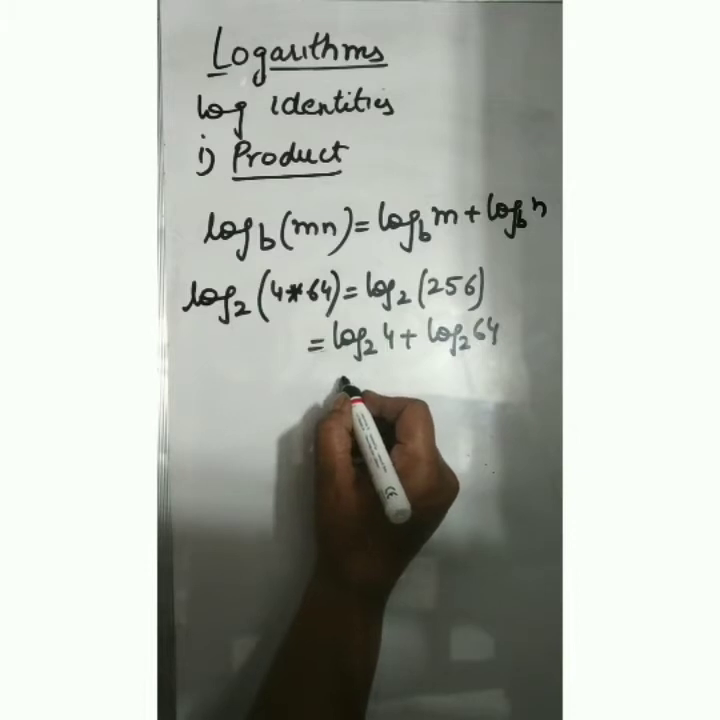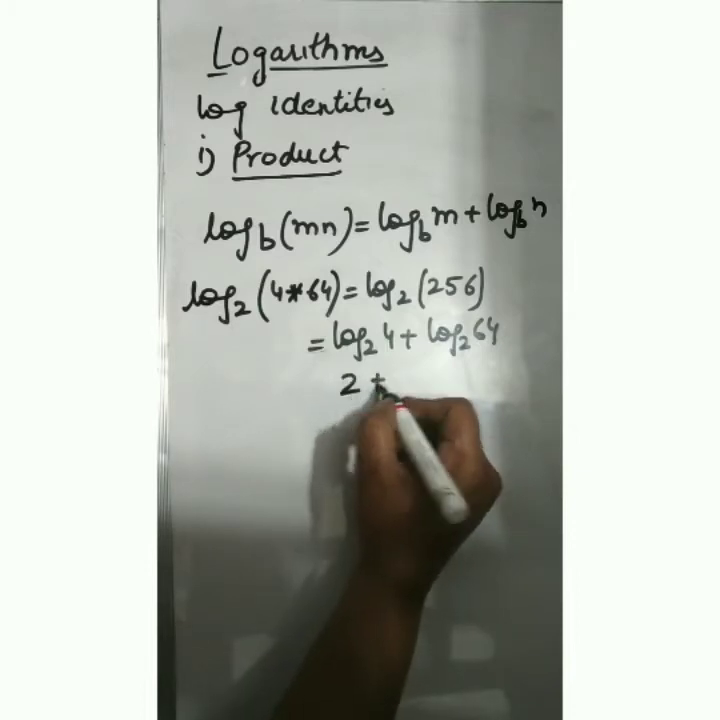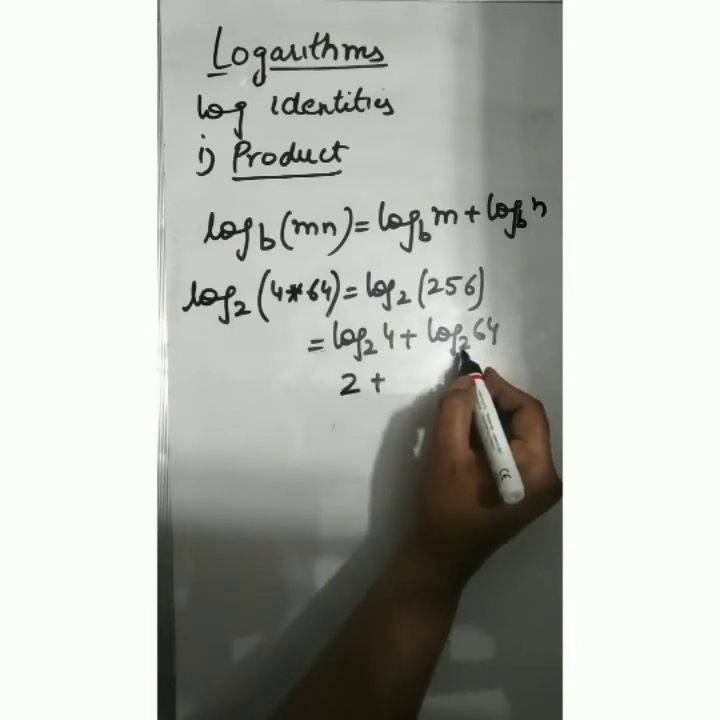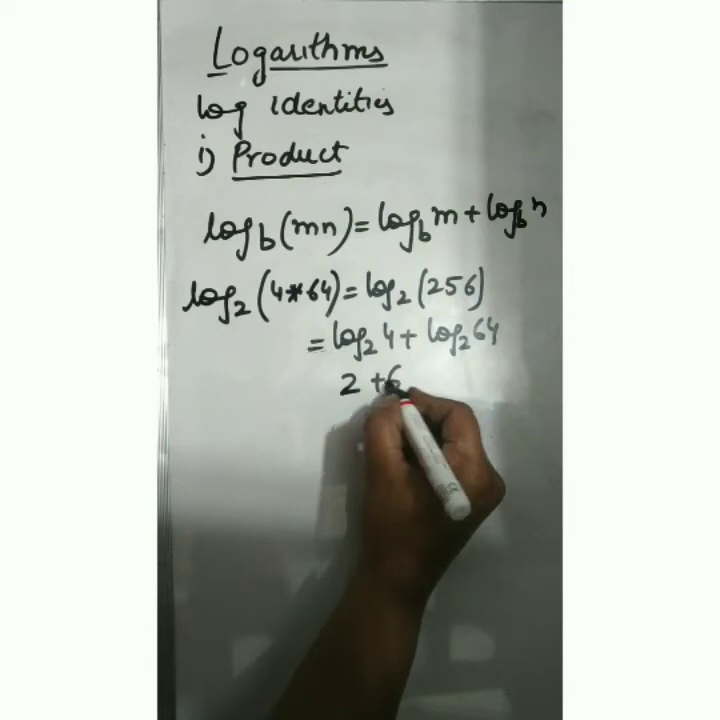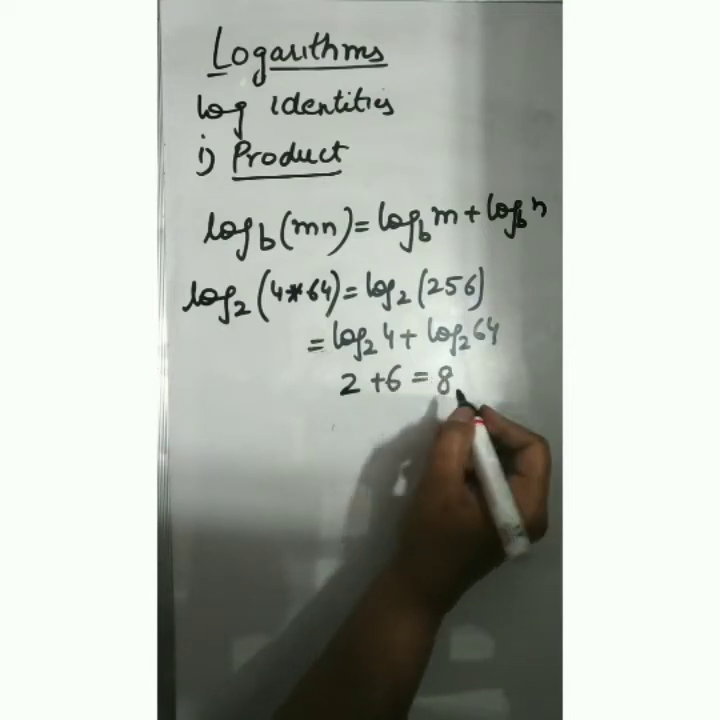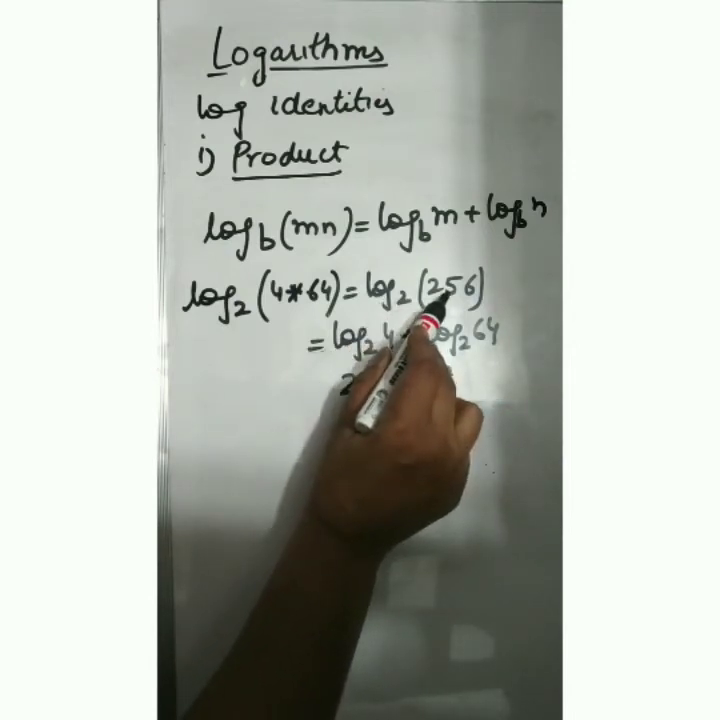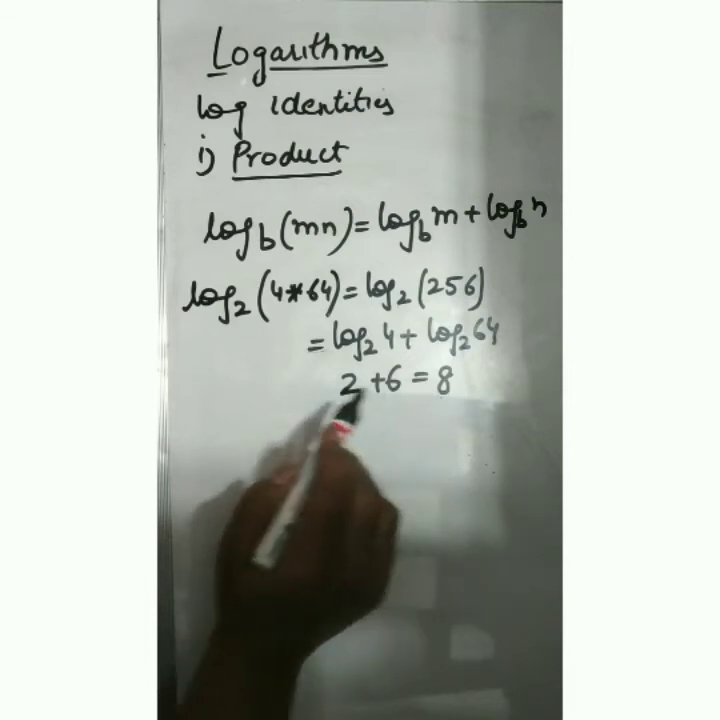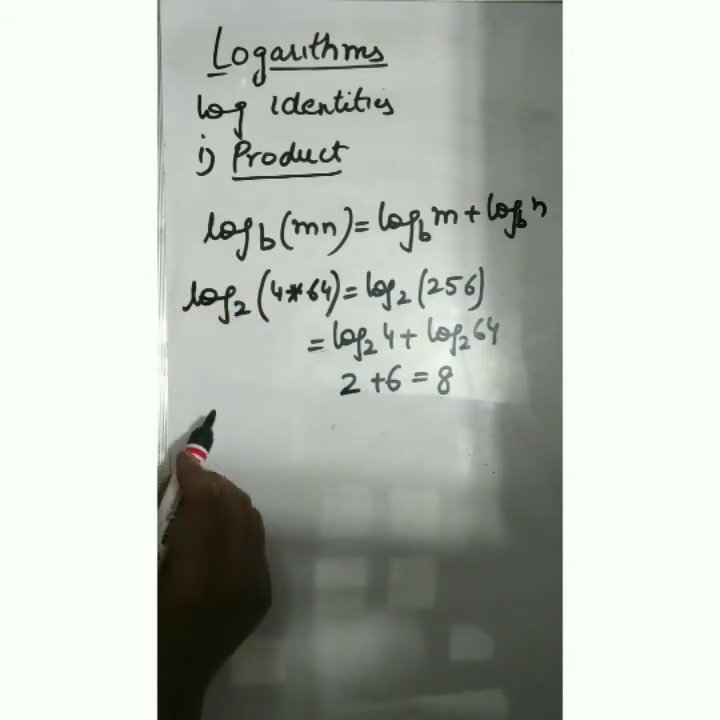So the value of log 4 is 2, plus, here the base is 2, so we want to know how many times we multiply 2 so that we can get 64. So that is 6. So 2 plus 6 is equal to 8. So log of 256 to the base 2 is 8. So this is the product identity.